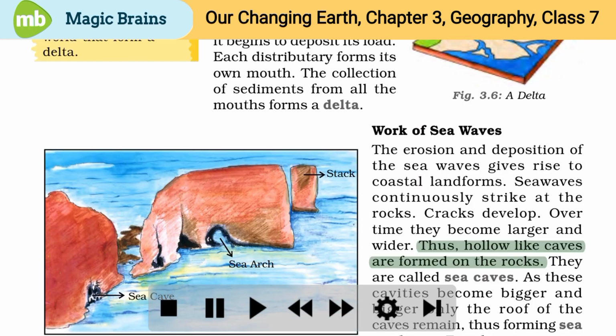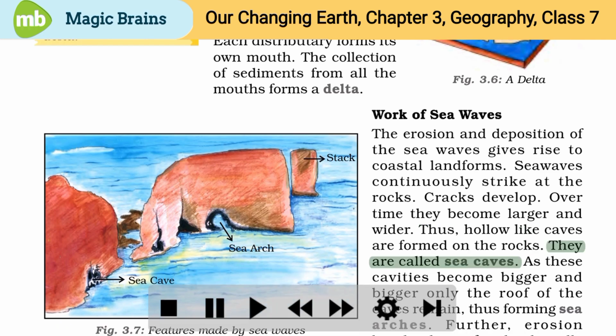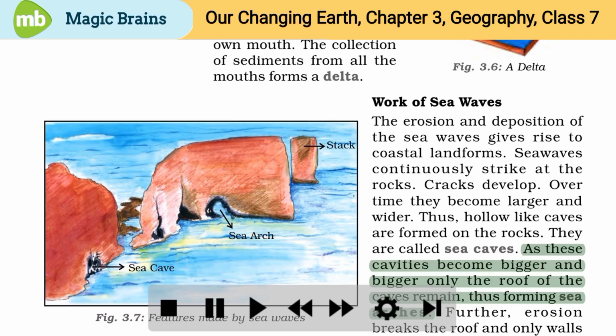Thus, hollow-like caves are formed on the rocks. They are called sea caves. As these cavities become bigger and bigger, only the roof of the caves remain, thus forming sea arches.